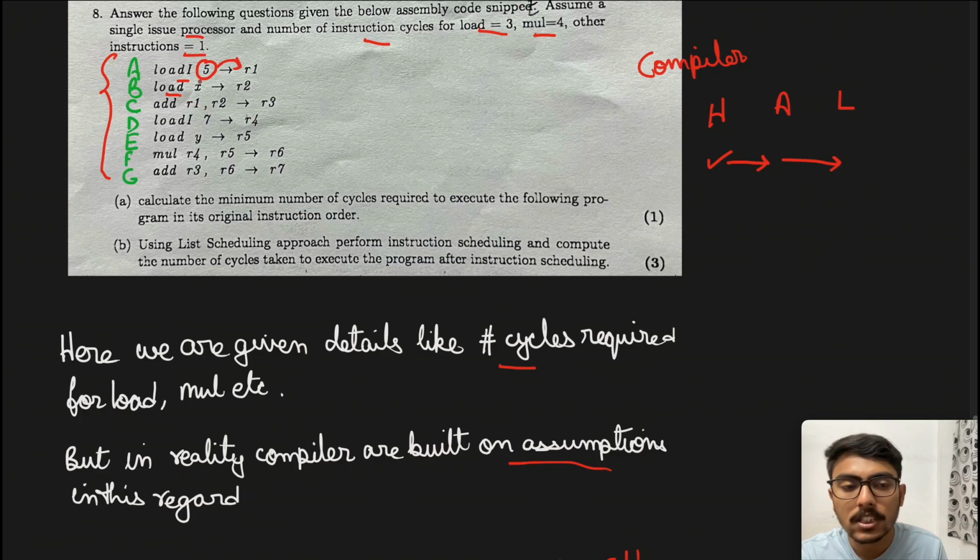But in the next line we have load X into R2. So X is a memory location. It's not a constant or a literal value, right? It's a memory location and it can hold any value. So first the system needs to go to that memory location, and once it finds the value in it, it then needs to fetch it into the register. So that is the load statement.